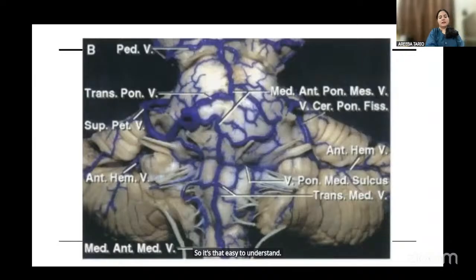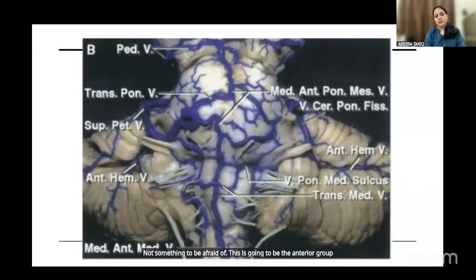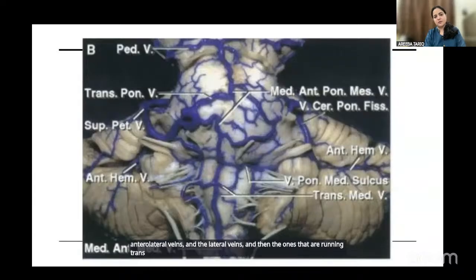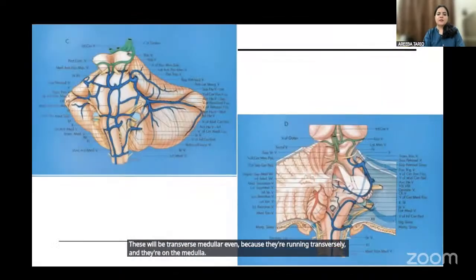Now looking at these veins of the brainstem on an actual brain, how they look. Longitudinal groups, not something to be afraid of. This is going to be the anterior group, then the anterolateral veins and the lateral veins. And then the ones that are running transversely are transverse veins. Because this is on the pons, this will be the transverse pontine vein. This will also be a transverse pontine vein. These will be transverse medullary veins because they are running transversely and they are on the medulla.